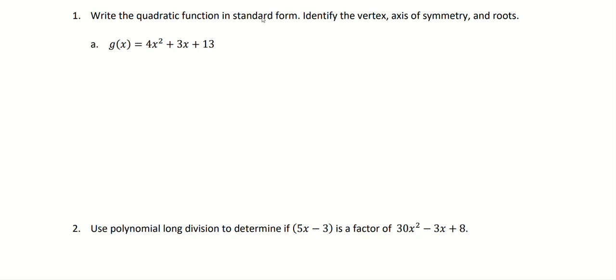So here we go. On number 1, we are asked to write the quadratic function in standard form to identify the vertex, the axis of symmetry, and the roots of this function g of x. So as a reminder, vertex form for these guys is going to have the form y or f of x, whatever your favorite flavor is, equals a(x minus h) squared plus k.